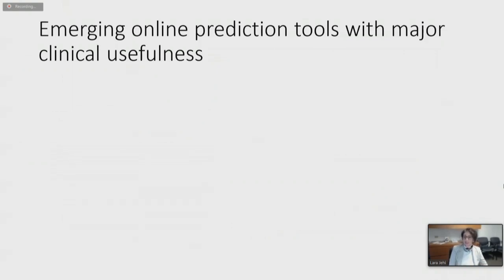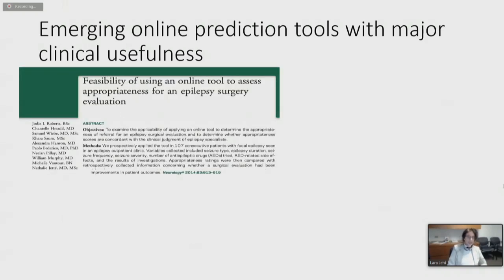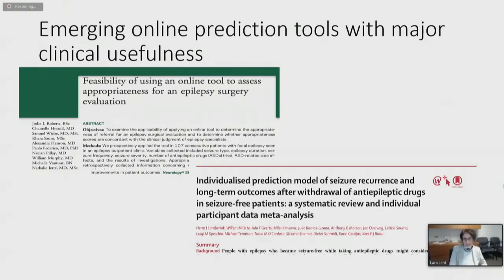There are emerging online prediction tools with major usefulness in epilepsy. This one was developed by Lara Jehi and her colleagues, an online tool to assess the appropriateness for an epilepsy surgery evaluation. It is meant to be a screening tool potentially used by community neurologists or people in underprivileged places, allowing a coarse screening of who should be referred for an epilepsy surgery evaluation.